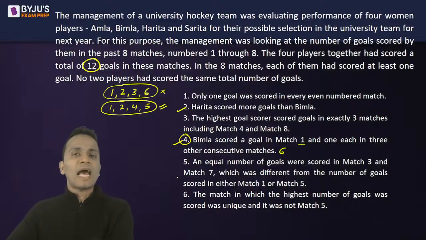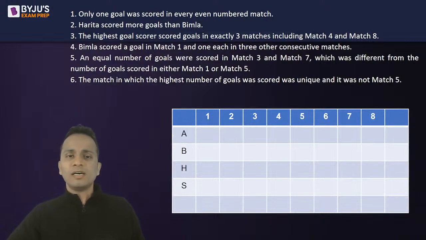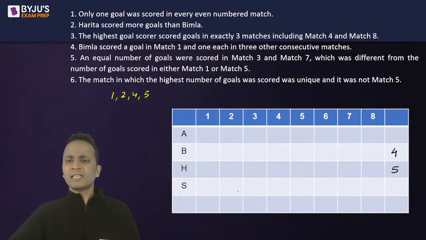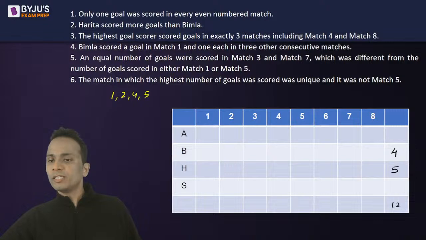Now I'll make an empty table which will have 4 rows, A, B, H, and S, Amla, Bimla, Harita, and Sarita, and 8 matches in total. The total number of goals will be 1, 2, 4, and 5 for these 4 players. I know that Bimla will have 4 goals, so I'll write 4 in front of Bimla and 5 in front of Harita. Then Amla and Sarita will score either 1 or 2 goals. The total number of goals scored is 12.